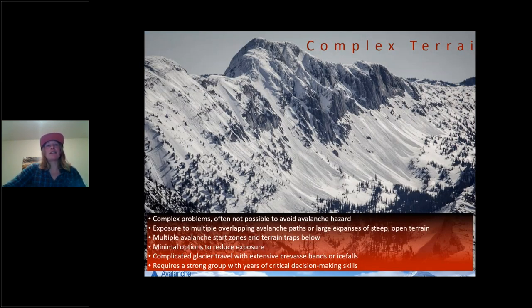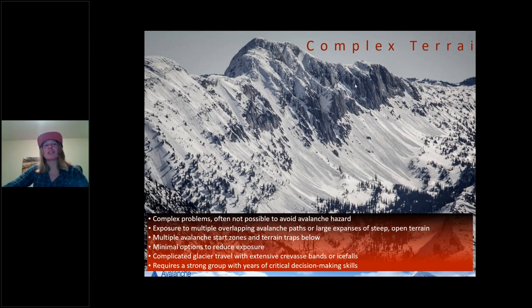And then we have complex terrain. As you can see from this photo, I picked this terrain because there's a whole bunch of natural avalanches that have come down here, and there's pretty much no chance to avoid exposure to avalanche hazard here, right? So you're just kind of in it. If you're getting into complex terrain, you want to be pretty certain about your conditions, about your decision making. It might be a little bit of threading the needle to find your safe areas. So we have multiple avalanche start zones, potential for terrain traps below.